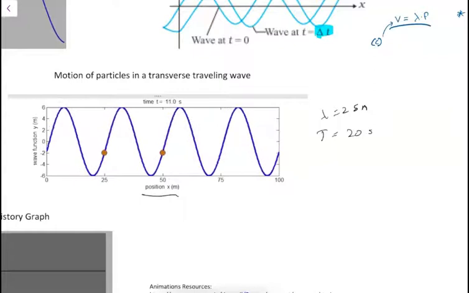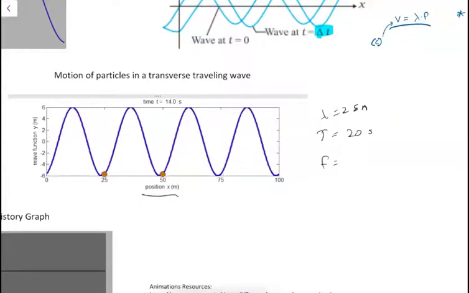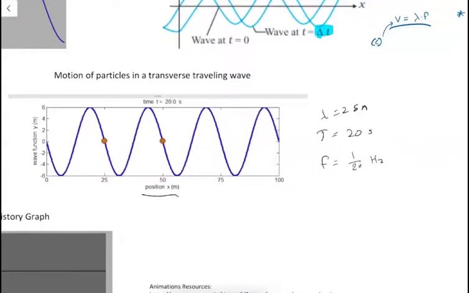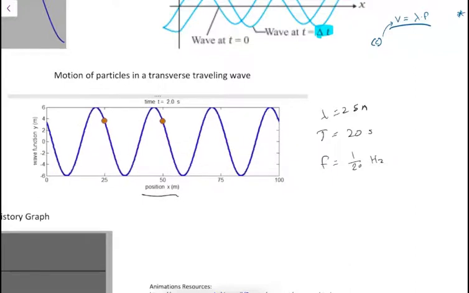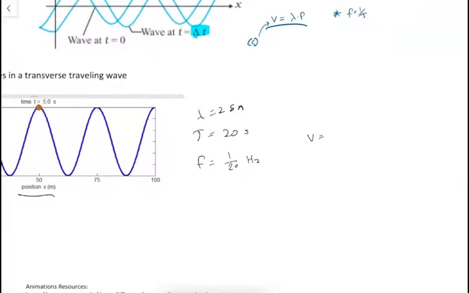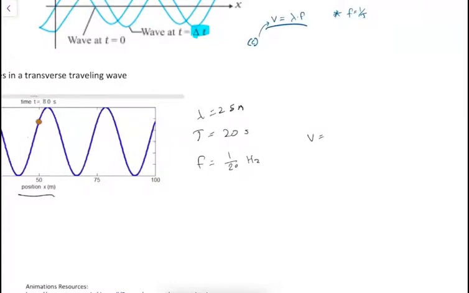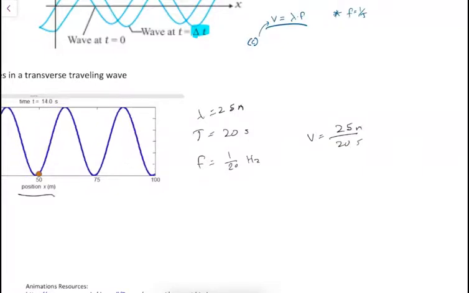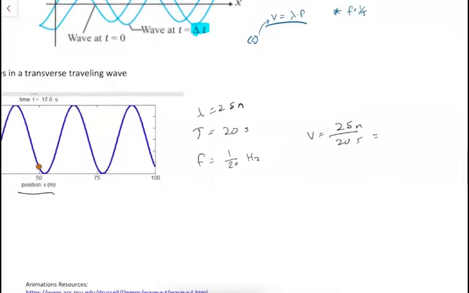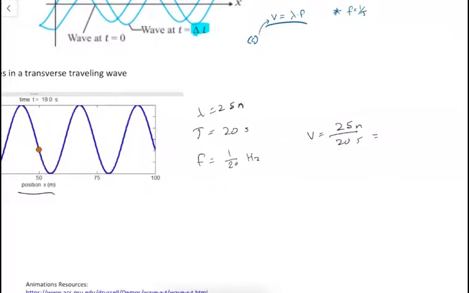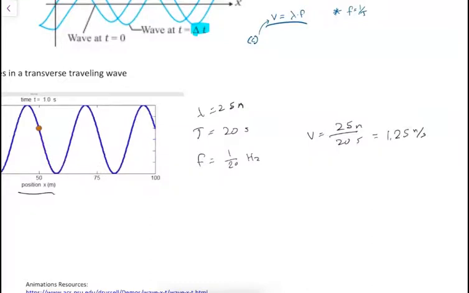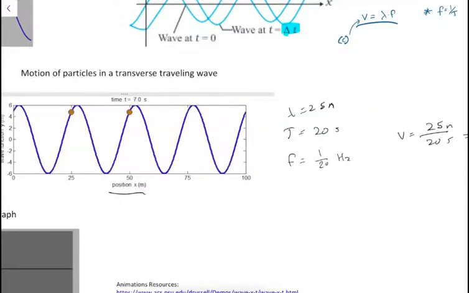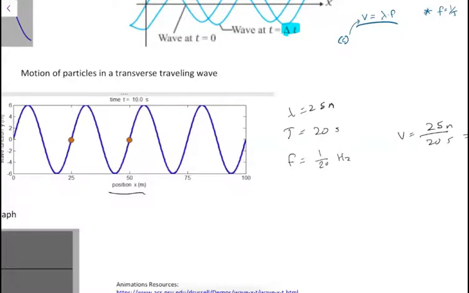We can see this and recognize that my frequency is 1/20 hertz, because hertz is 1 over seconds. And so I can use this equation, v equals lambda times frequency, or lambda over T, and we get 25/20, and that's in meters per second, right? And that's like what, 0.125 meters per second, or 1.25. That's how long it takes for the wave to pass through a certain point, right? That's displacement over time, or wavelength over time period.